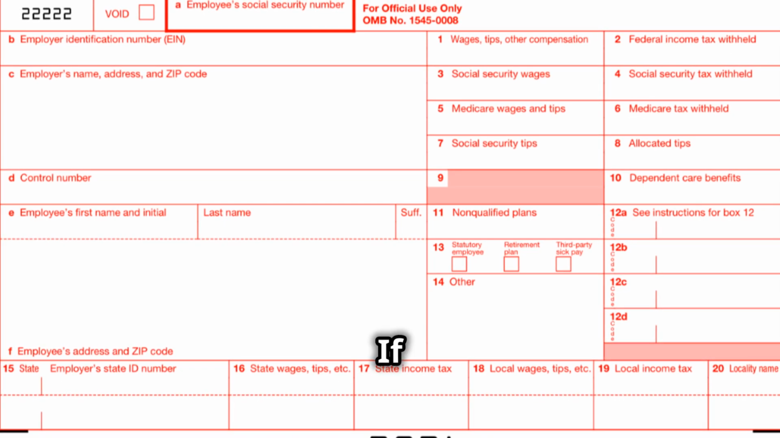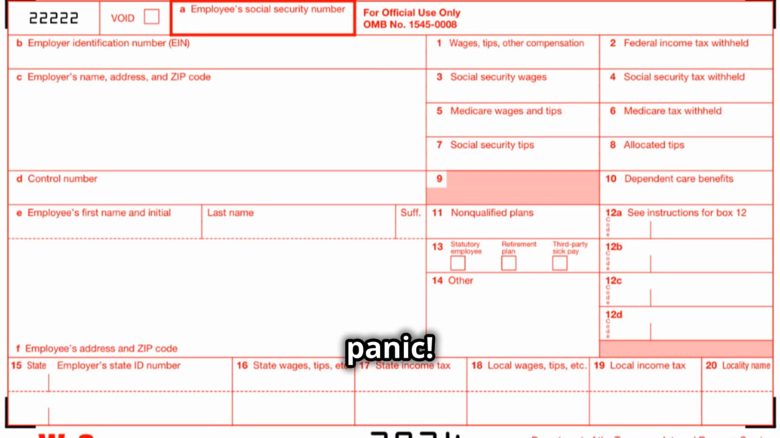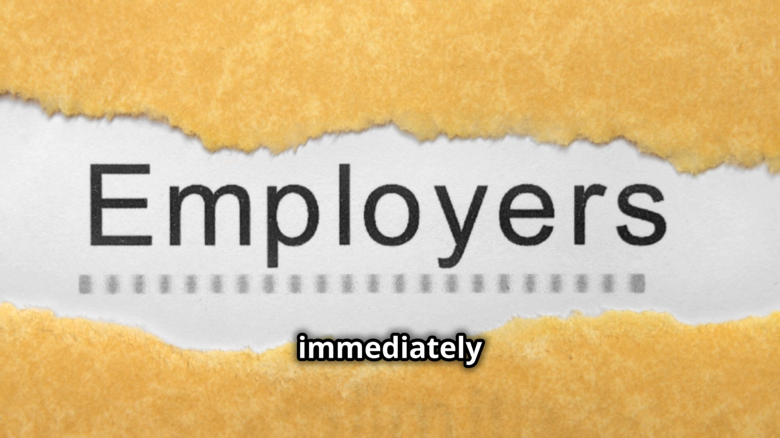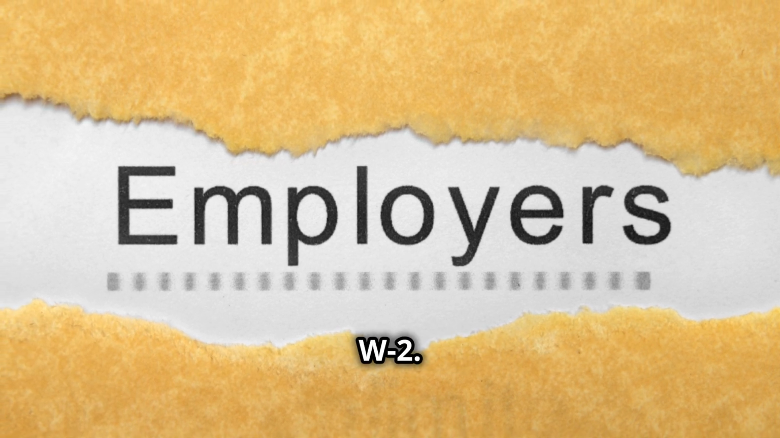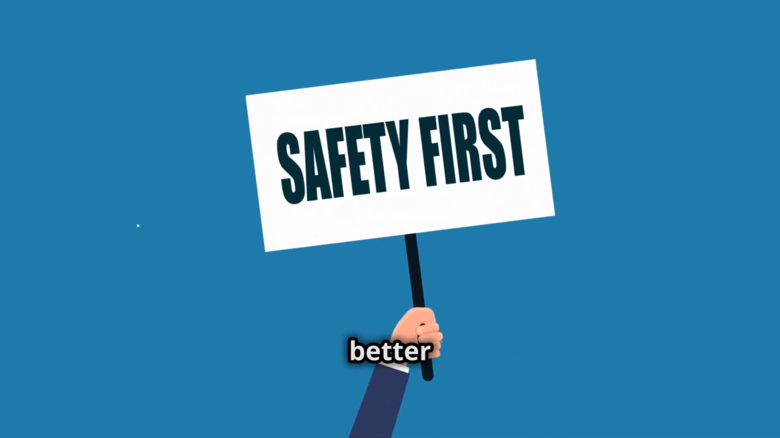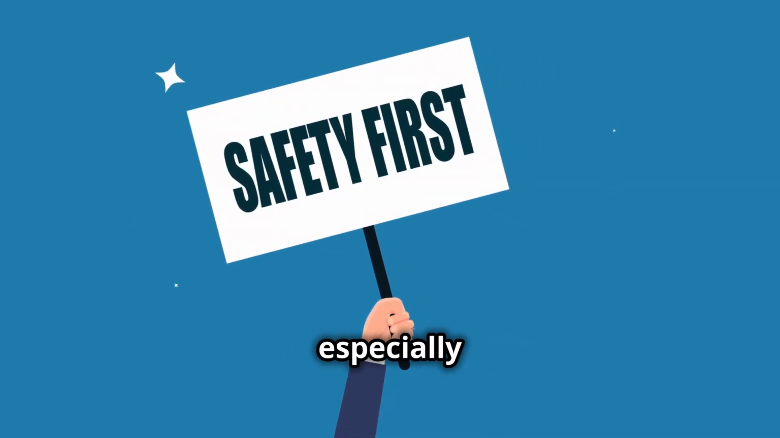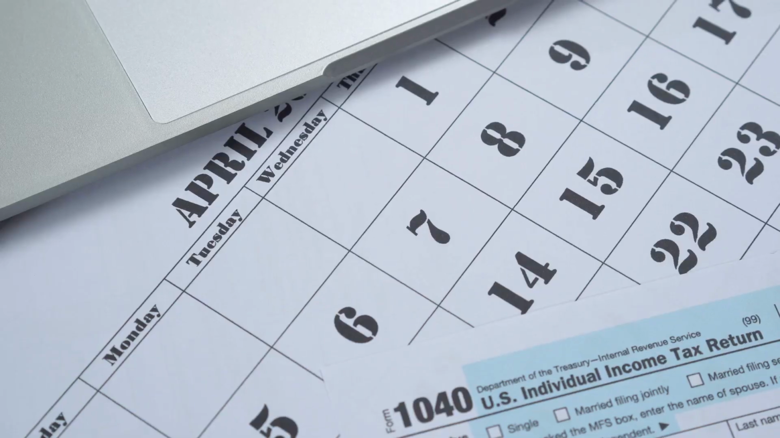Contact your employer. If you spot any discrepancies, don't panic. Contact your employer immediately and ask them to issue a corrected W-2. Remember, folks, it's better to be safe than sorry, especially when it comes to the IRS.